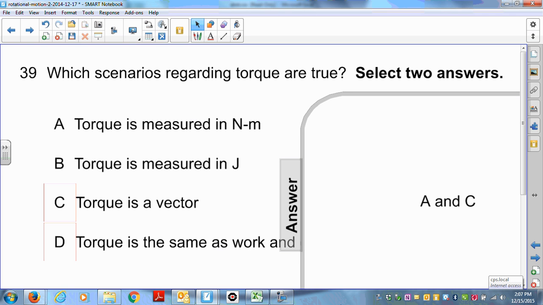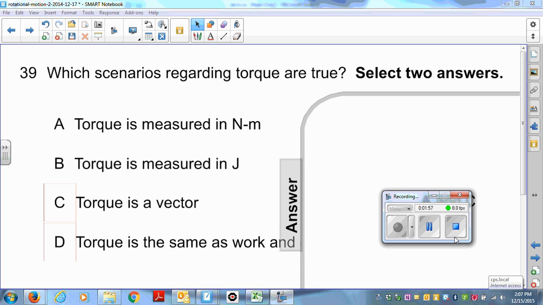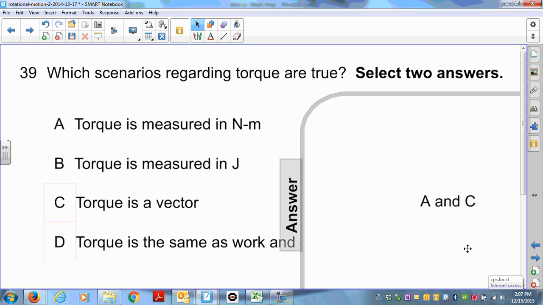Okay, the correct answers are A and C. Torque is a vector, and again, we use the units of Newton meters, not joules.